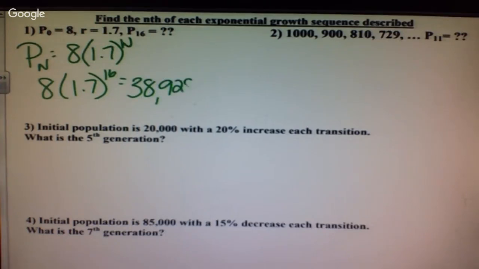38,928.95. Okay. 38,928.95. You are absolutely 100% correct.